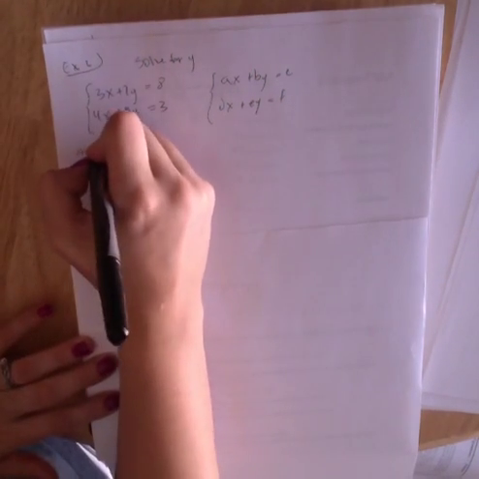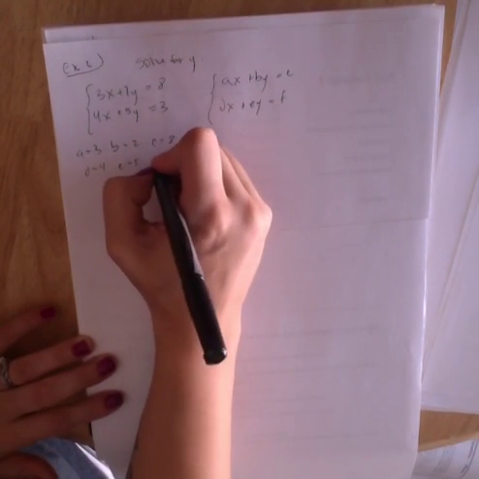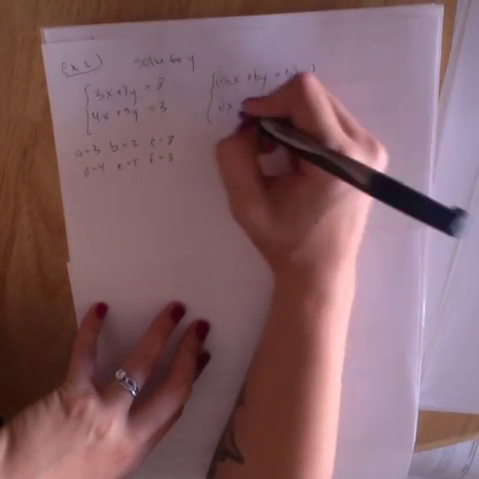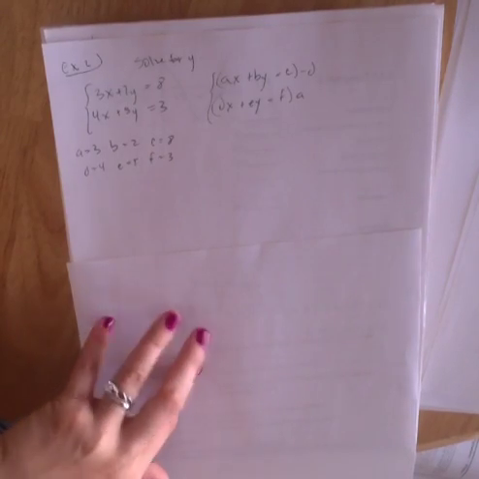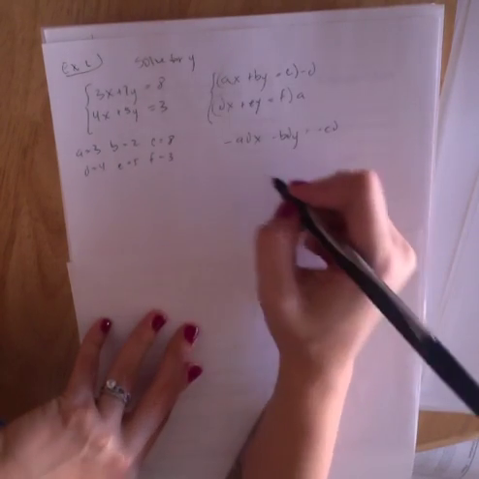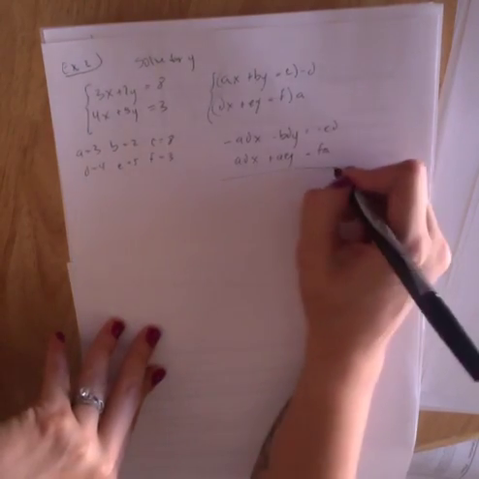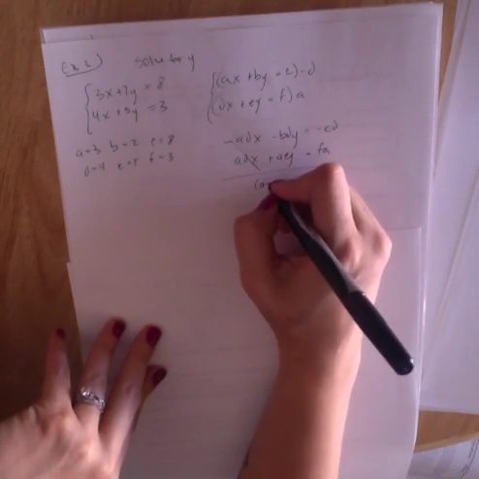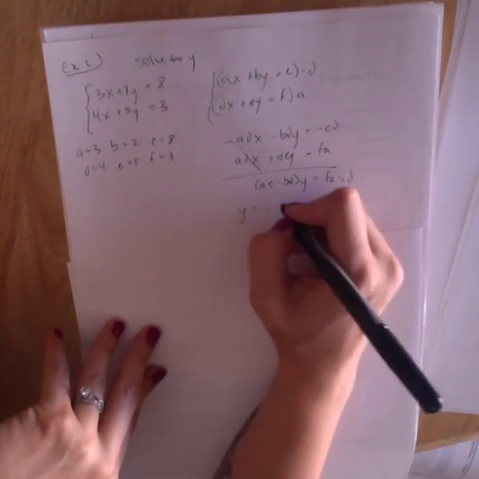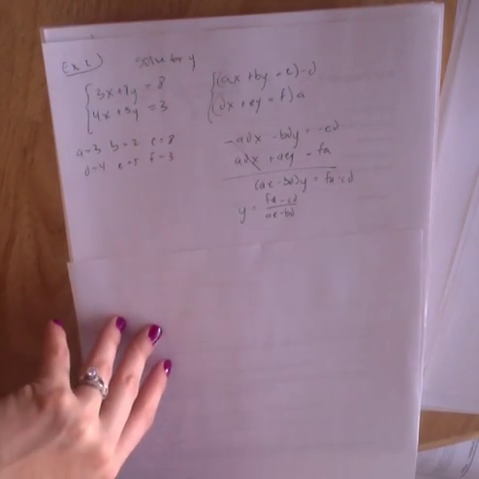Let's do the same example, but solve for y. Again, I know that a is 3, b is 2, c is 8, d is 4, e is 5, f is 3. I'm going to solve for y by eliminating x. So I'm going to multiply the top by minus d and the bottom by a. I get minus adx minus bdy equals minus cd, and adx plus aey equals fa. My x's cancel, and I get ae minus bd times y equals fa minus cd. So y is fa minus cd over ae minus bd.